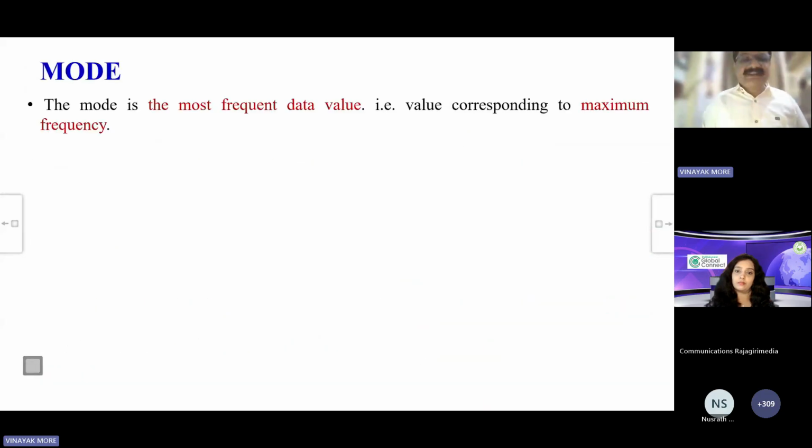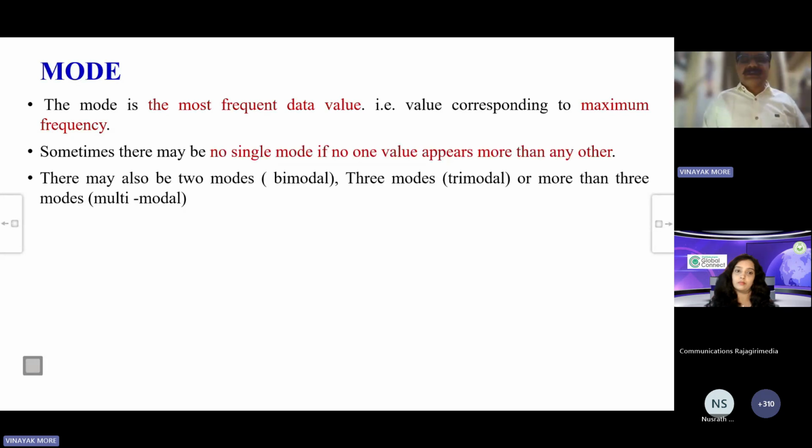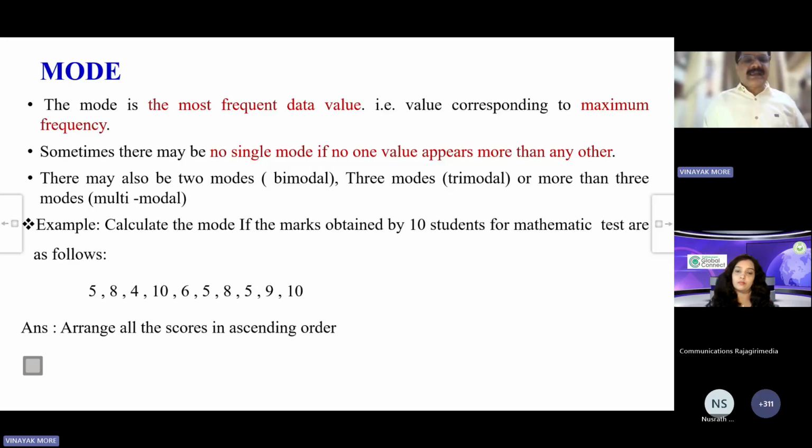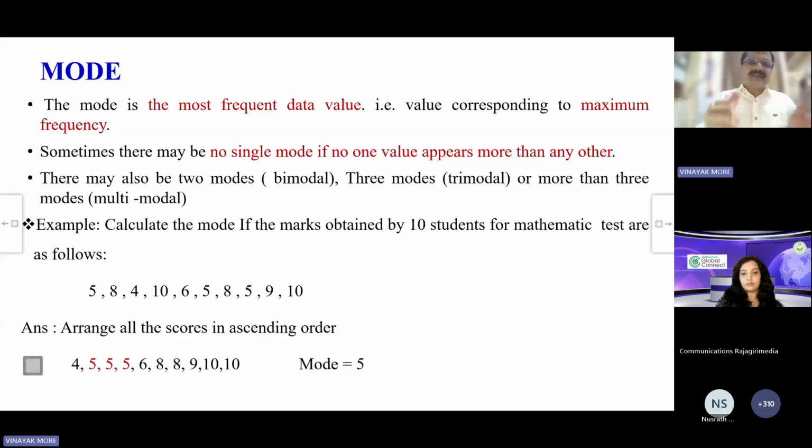So the last one is mode. Mode is nothing but the most frequent data value. For example, in this data set, if you see, this number 5 is repeated 3 times. So we can say 5 is the mode. The mode is the number where most students got those marks. Simple. So how many modes may a particular data set have?